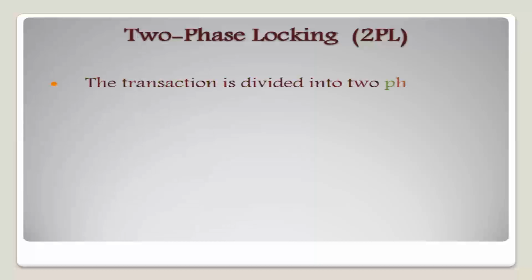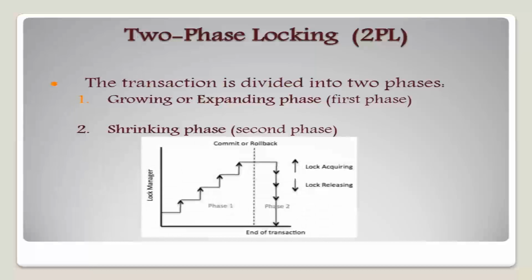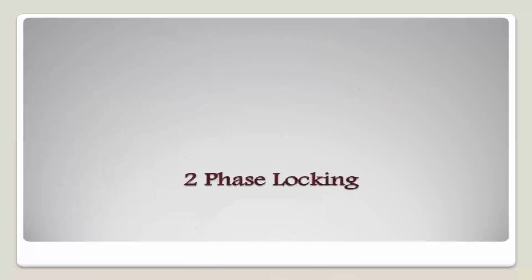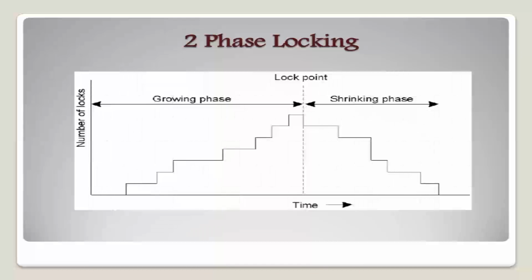The two-phase locking has two phases. First is the growing phase, where all the locks are being acquired by the transaction, and the second phase is the shrinking phase, where the locks held by the transaction are being released. Two-phase locking protocol guarantees the serializability of schedule without the need of testing it.